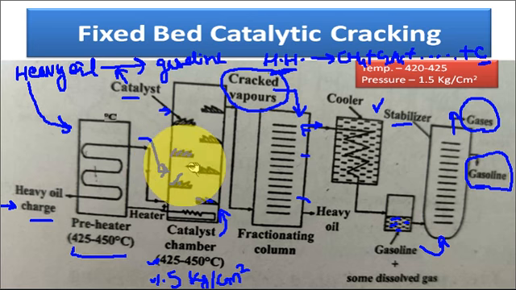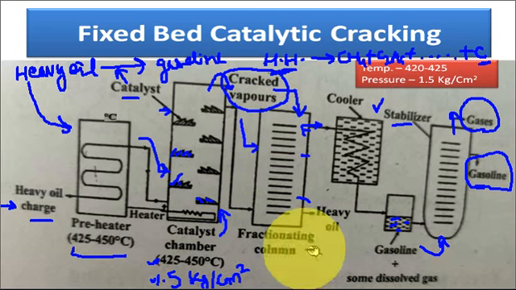In the presence of this catalyst, at a temperature of 425 to 450 and a pressure of 1.5 kilogram per centimeter square, these heavy oil hydrocarbons are converted into various types of lower molecular weight hydrocarbons, and some carbon particles are also formed. All these hydrocarbons are passed to the next chamber. This whole mixture of hydrocarbons is called the cracked vapors. Now this is passed through the fractional distillation chamber, in which we collect the gasoline fraction, cool down this fraction and stabilize the gasoline part.